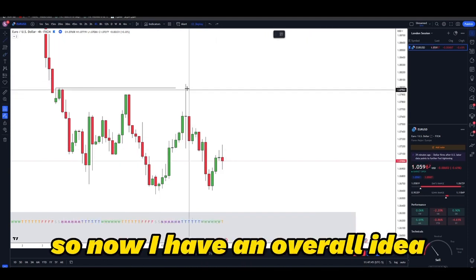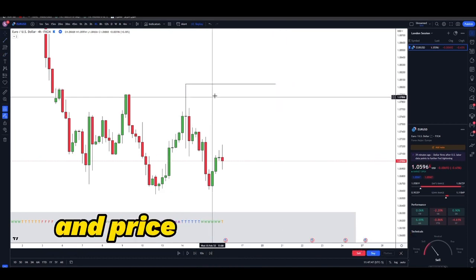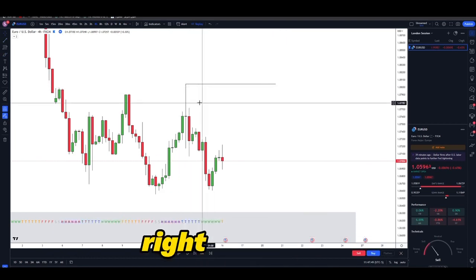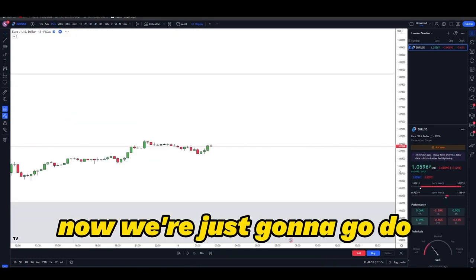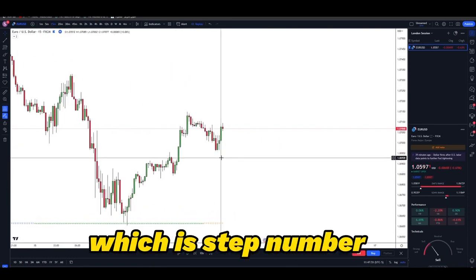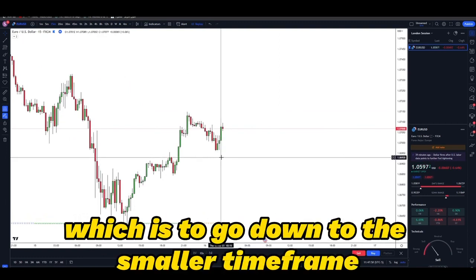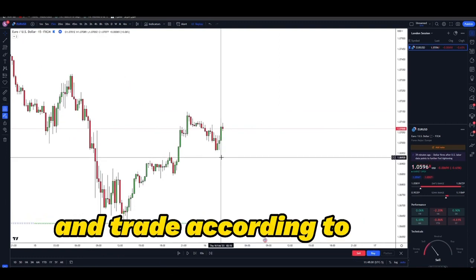So now I have an overall idea that this is a protected high, and price can't break above this high right over here. From here, that was basically step number two done. Now we're just going to do the final step, which is step number three, which is to go down to the smaller time frame and trade according to your plan.